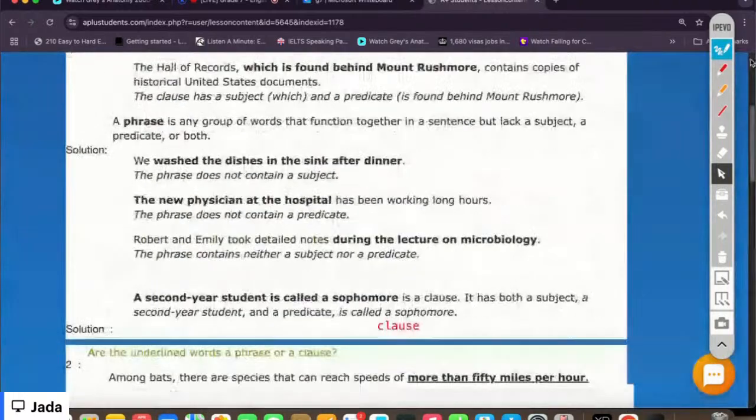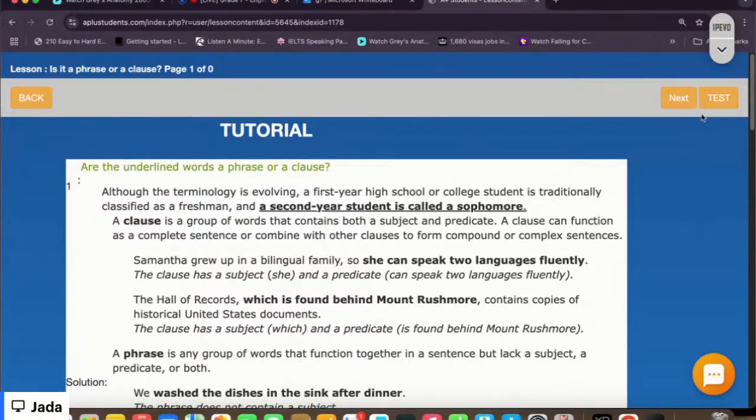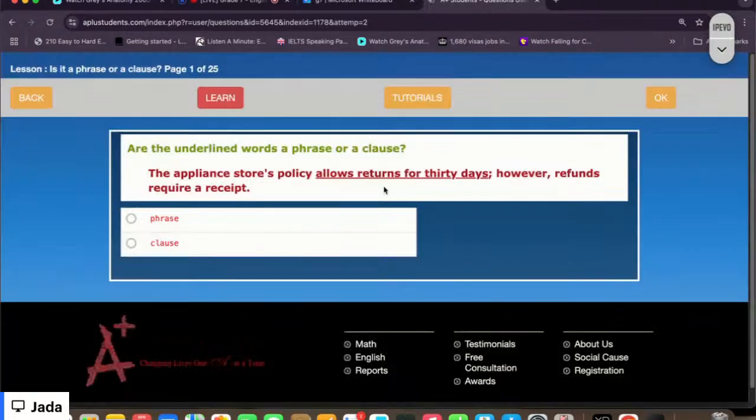Alright. So that's it for our phrases and clauses. So we'll move on to the test right now. So are the underlined words a phrase or clause? "The appliance store's policy allows returns for 30 days. However, refunds require receipts." Is this a phrase or a clause?